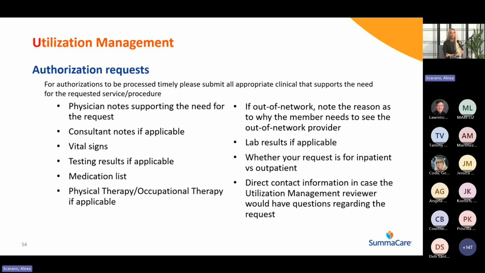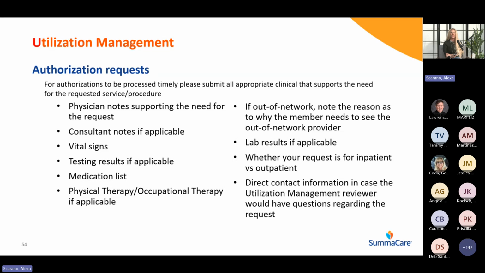So things on this list would be obviously physician notes that support the request. If you have any consultant notes, things that are important like members' vital signs, if you're sending for acute inpatient, the medication list for the members. If it's something for skilled or rehab or LTACs, the physical therapy occupational notes are very important. If you're an out-of-network provider, we also ask that you provide the reason why the member needs to be seen by you as the out-of-network provider. This will help in our investigation and further determination.